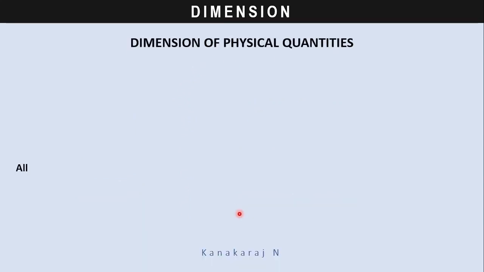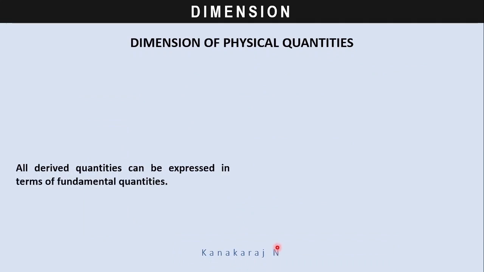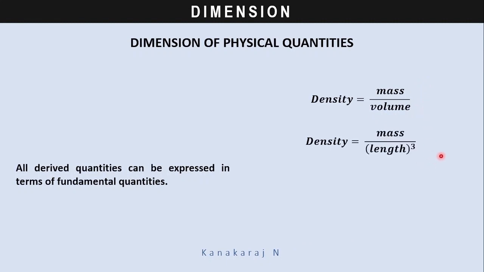Dimensions of physical quantities. All derived quantities can be expressed in terms of fundamental quantities. Let us consider density equals mass per volume. Mass is a fundamental quantity, volume is a derived quantity. Let us write volume in terms of fundamental quantity. Volume is length cubed. So, density equals mass multiplied by length to the power minus 3. So, we have here written density, a derived quantity, in terms of mass and length to the power of minus 3, that is, fundamental quantities.